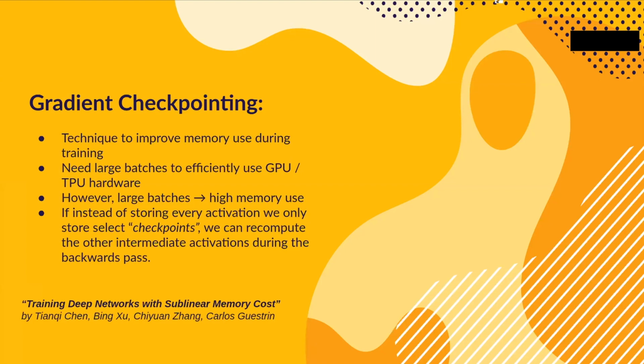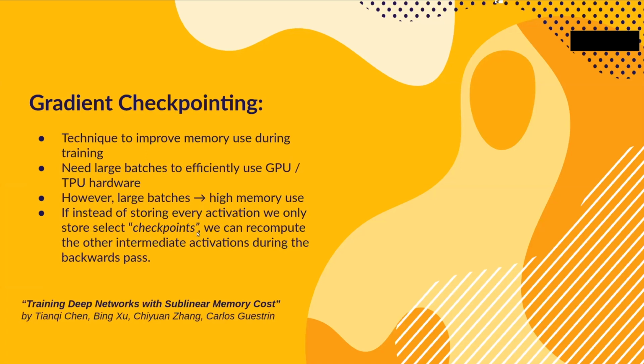They also had to overcome some computational challenges in order to make this approach practical. One of the papers they looked to is called Training Deep Networks with Sublinear Memory Cost by Chen et al. The key idea is that on the backwards pass, rather than storing every single one of our activations, we can locally recompute a subset of the activations using checkpoints. So, specific activations that we chose to store.